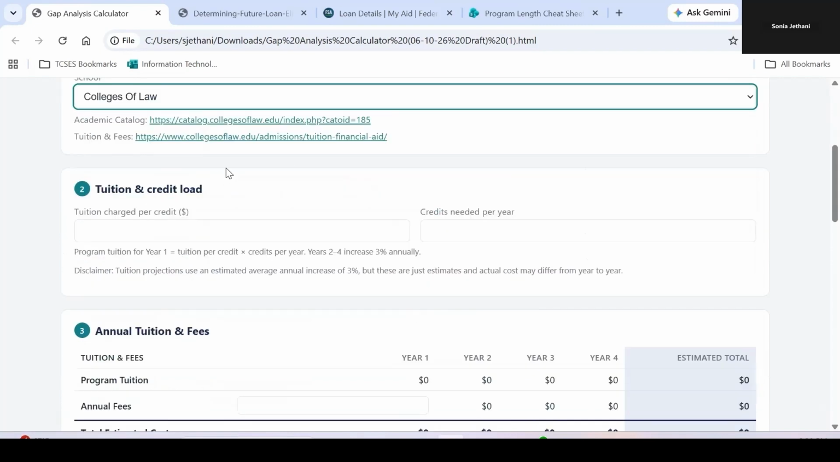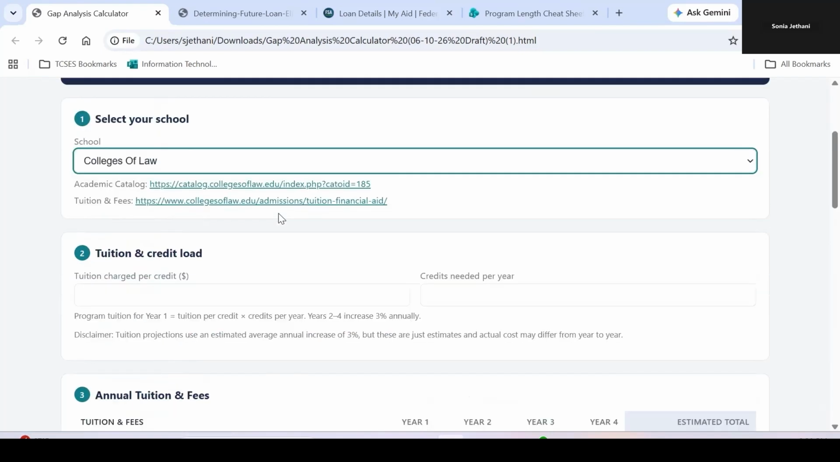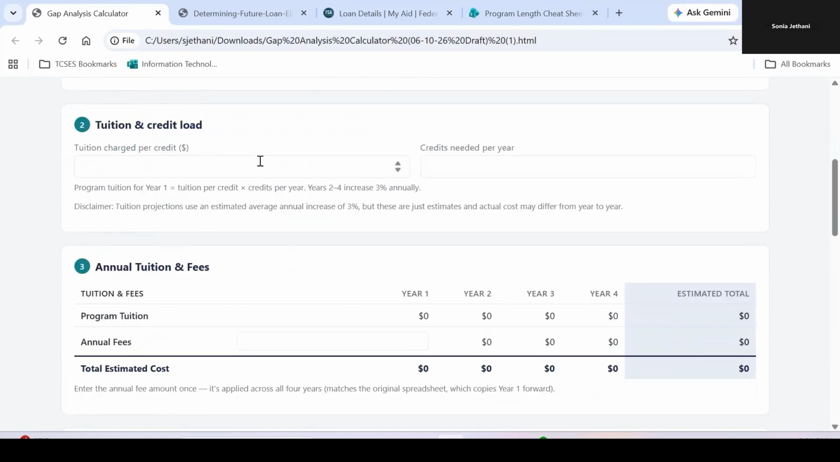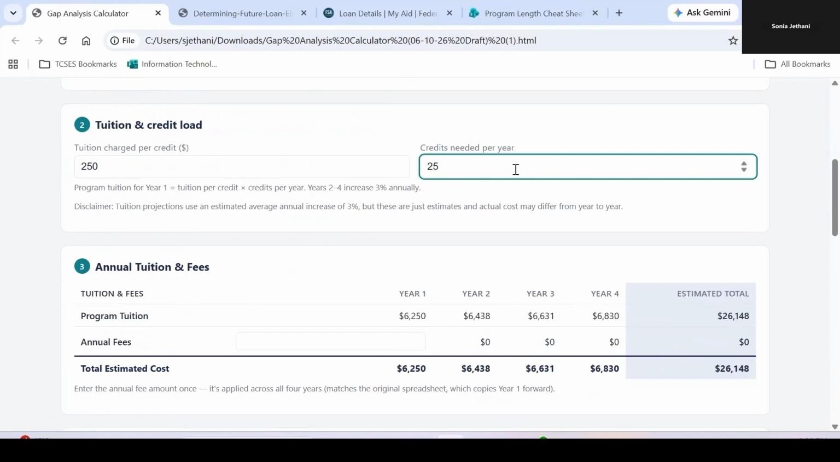If you do not know your program length information or your tuition and fees information, you may click on the links provided to you on the gap analysis calculator. For the purpose of this presentation, the tuition that is charged per credit for my program is $250. And the credits that I need per year, according to my academic advisor, is 27 credits per year.